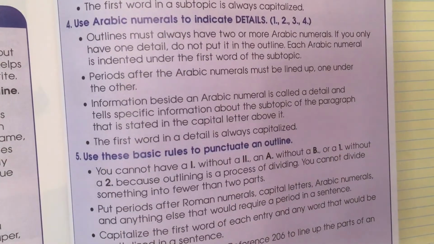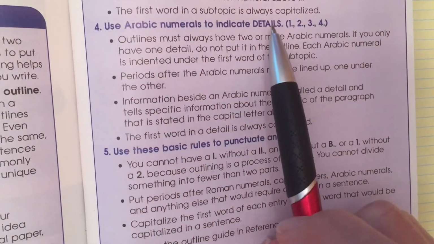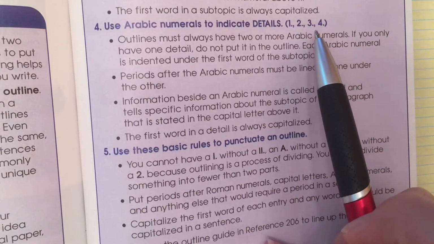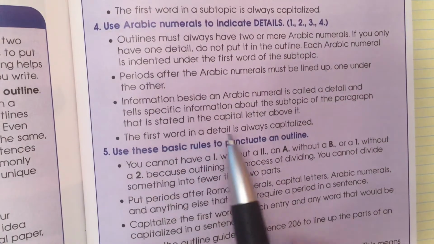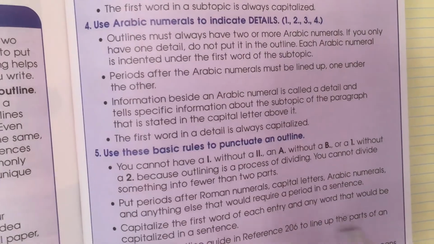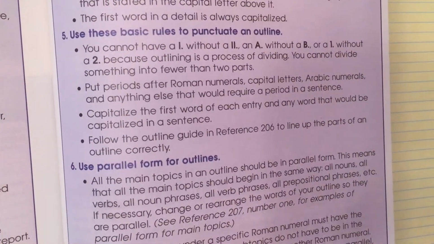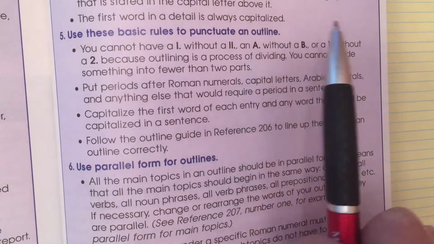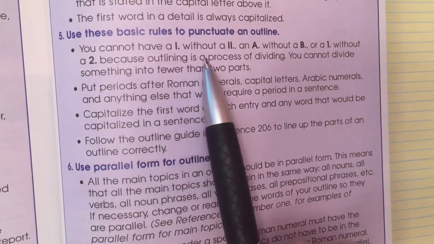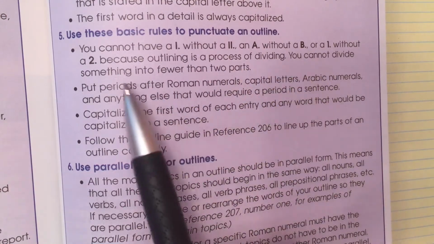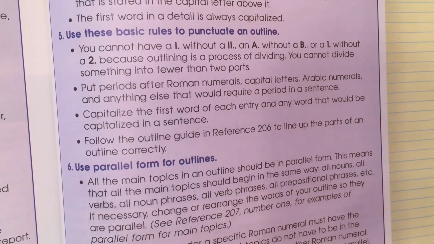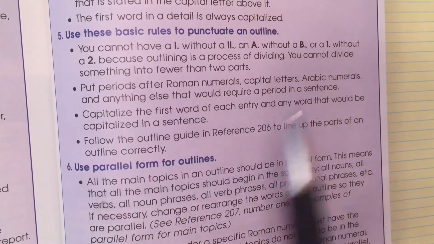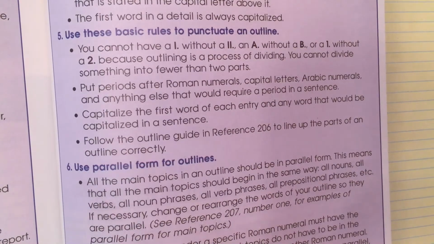If under your subtopic you have more details that you need to note, you're going to use Arabic numerals. Those are the numbers we use in math class. Okay. Again, the first word in a detail is always capitalized. So here's some basic rules to think about when we make outlines. You can't have Roman numeral 1 without a 2. Can't have an A without a B. Can't have a 1 without a 2. Because outlining is a process of dividing. You cannot divide something into fewer than 2 parts. Okay. We always need to put periods after the Roman numerals or capital letters or numerals. We capitalize the first word in each entry.